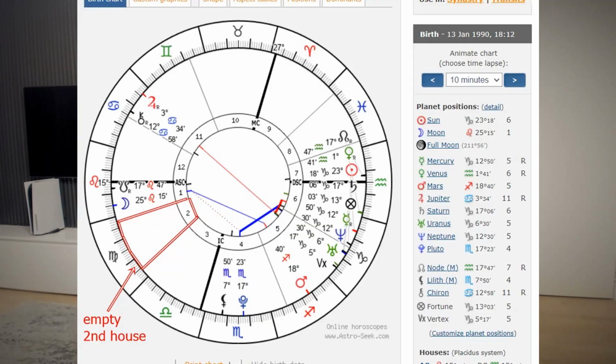So for example, the second house is the house of finances and possessions. If you have an empty house, it doesn't mean you're not going to have money. It doesn't mean that you can't be a millionaire. It doesn't mean that you can't be a billionaire. It just means that there aren't any particular lessons for you over there. So yeah, when we analyze a birth chart, we're interested on a very first basic level in where the planets fall, what zodiac sign they are in, and what house they are in.